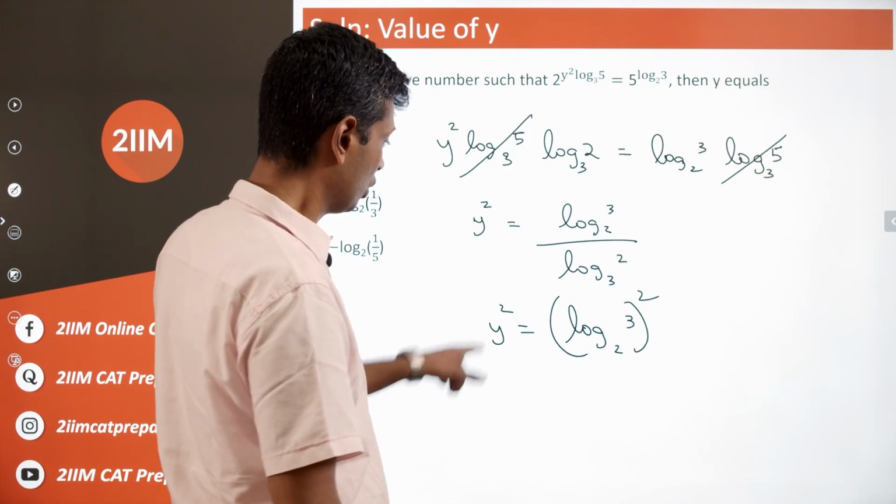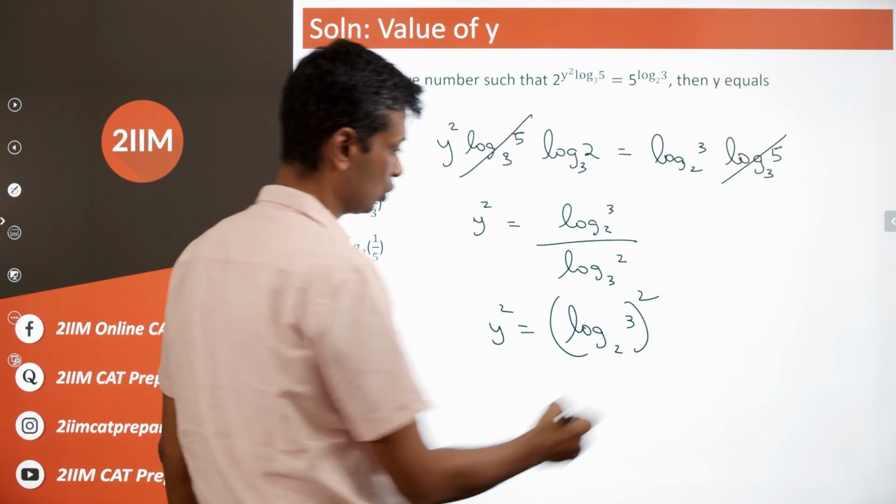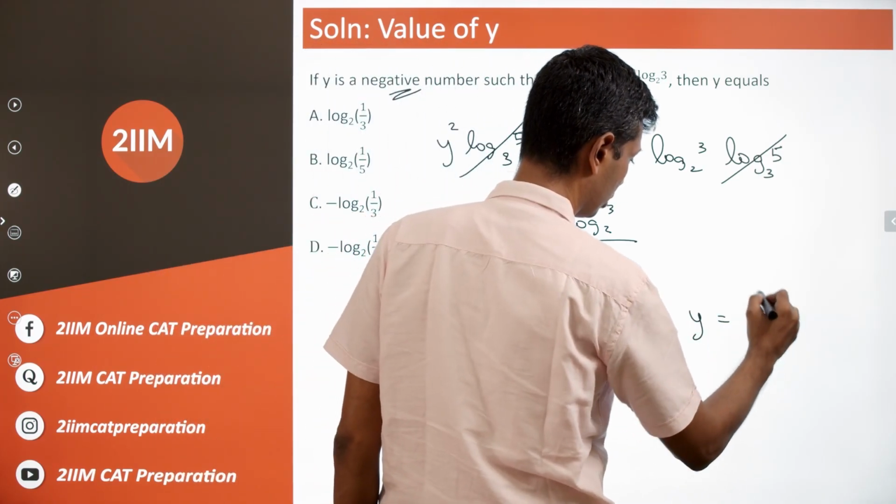But the problem here is we know y is negative. It's been given very clearly that y is negative. So y is not log 3 to the base 2.